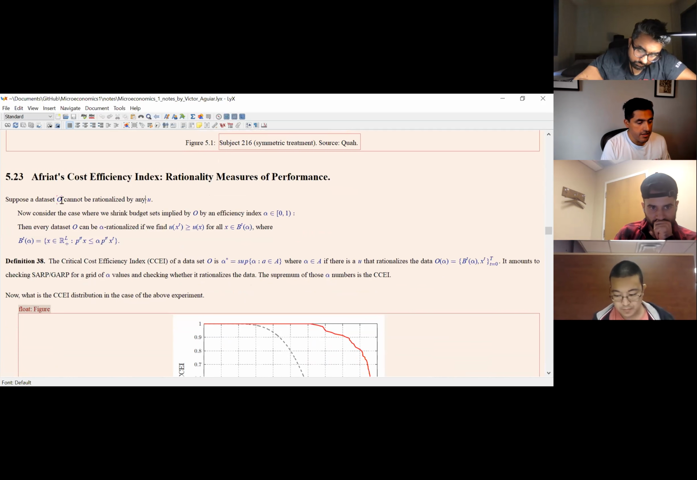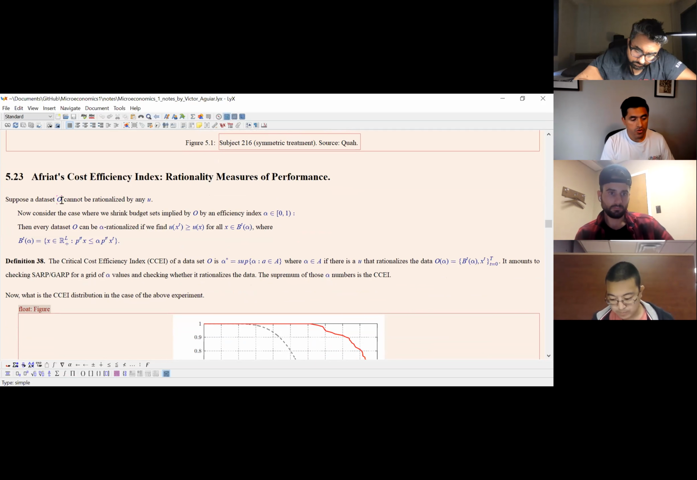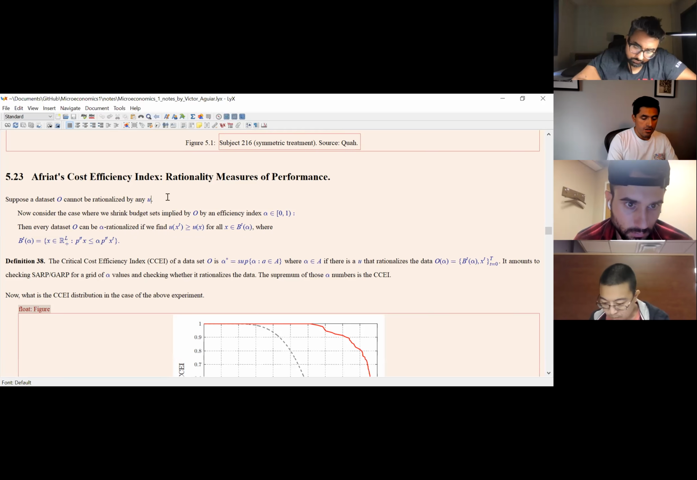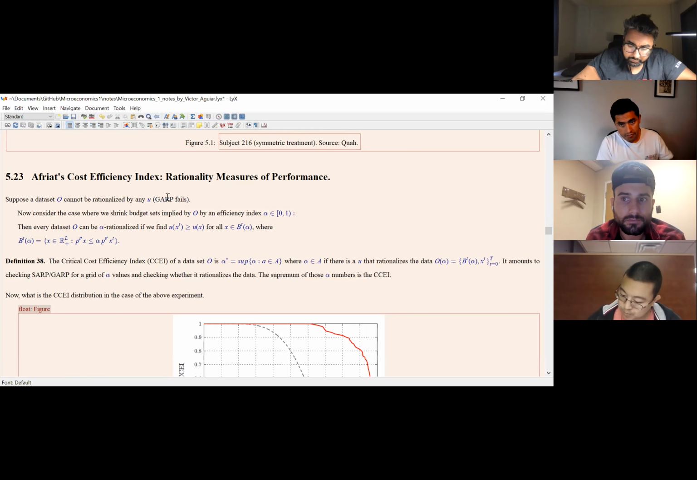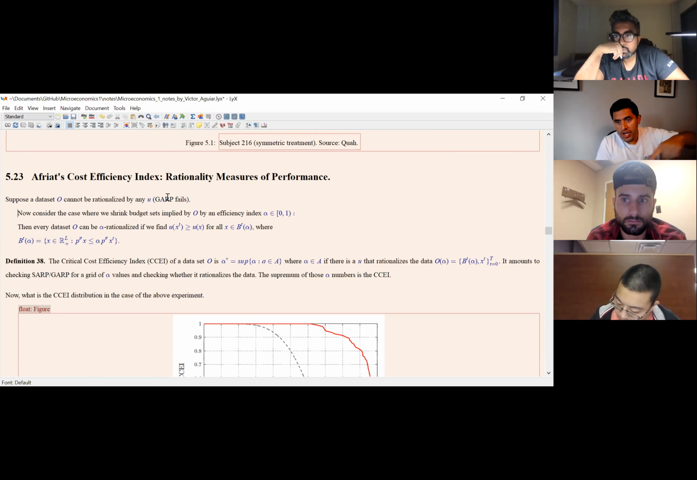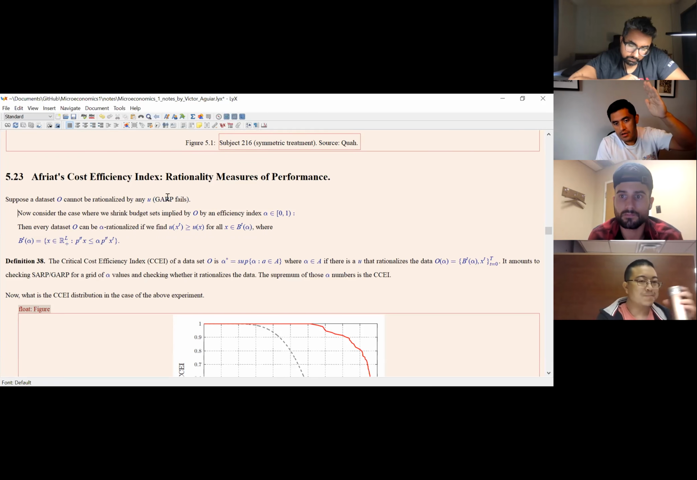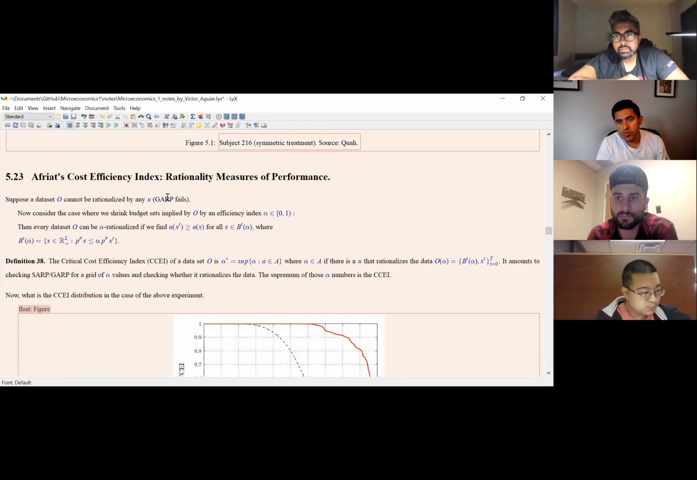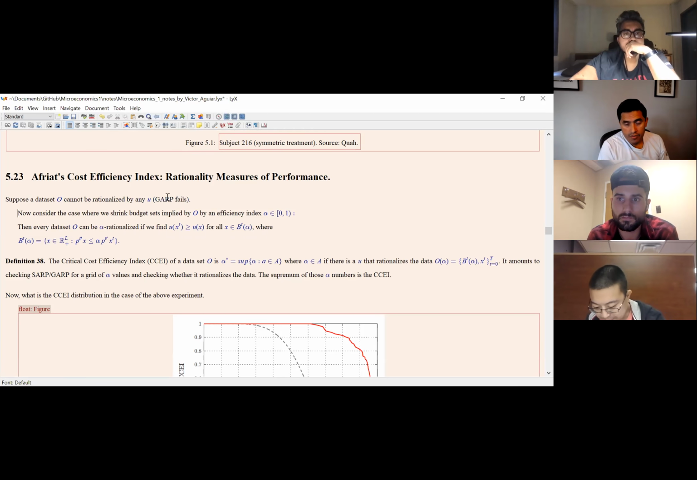So suppose we have a data set that cannot be rationalized by any U. In other words, GARP fails. What does it mean? From the 50 observations, there is a chain of observations that creates a strong cycle. So at some point, X1 is indirectly preferred to Xn, and then finally Xn is strictly and directly preferred to X1. So I have a violation of GARP or SARP. And now, what can I do?